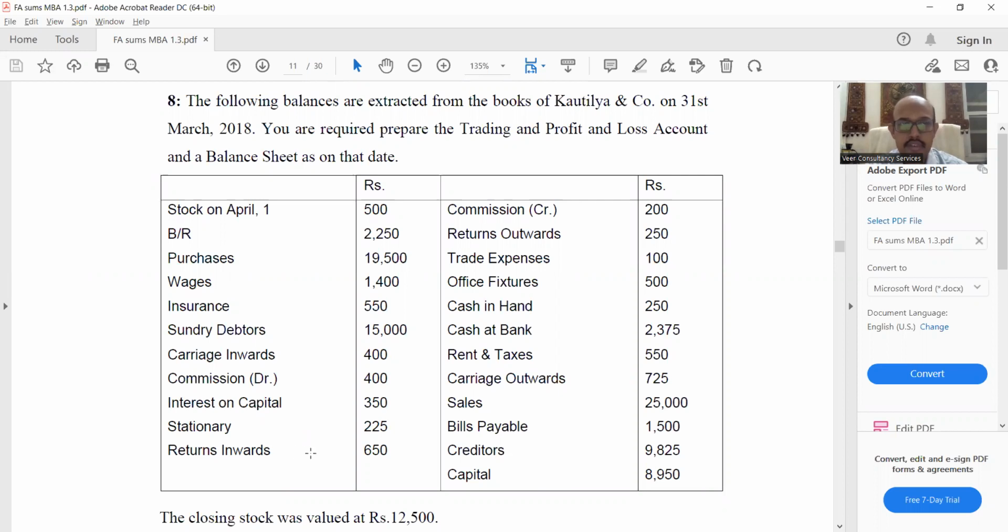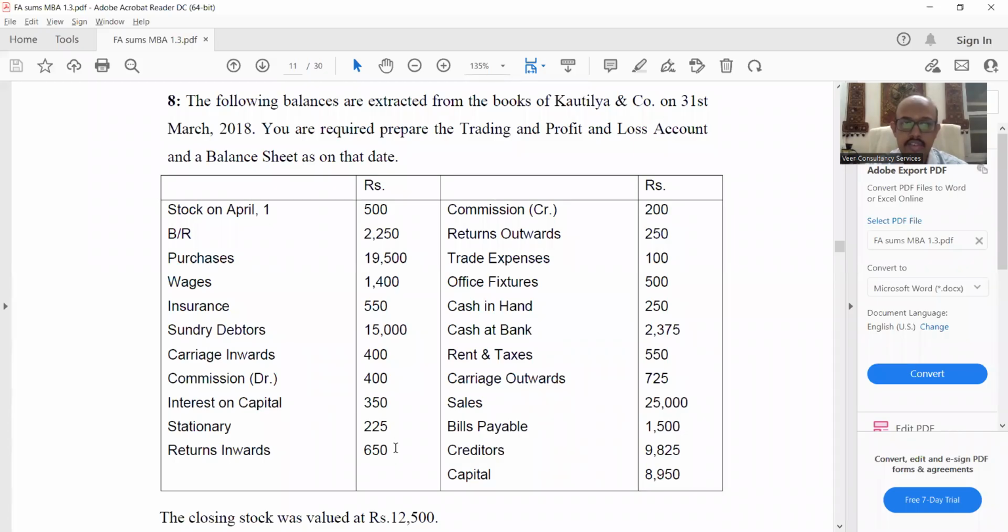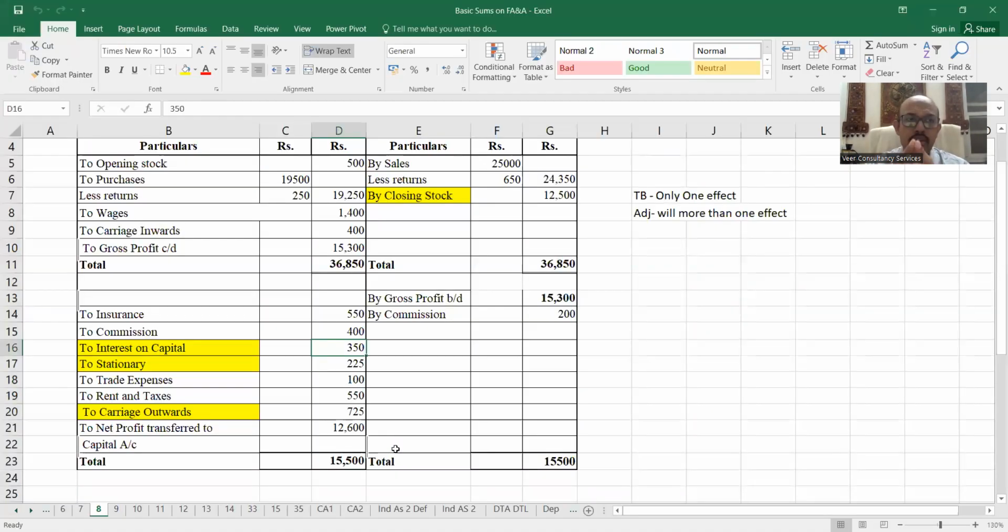Then we have return inwards. What are return inwards? Returns are those things that we had sold, and those things have come back. So it's basically my sales return. So sales return, there are two things you can do. Either you can write on the debit side of the trading account, or you can just write less returns from the sales.